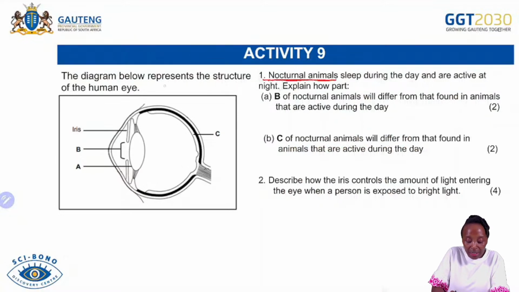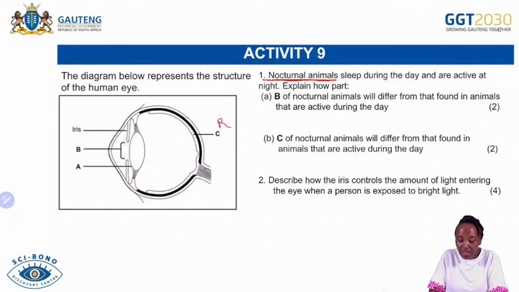So again, here, the different parts: C is pointing in the innermost layer of the eye, so C is the retina of the eye, and then A is pointing at the lens, B is pointing at the pupil, and then the iris is labeled. So here, nocturnal animals sleep during the day and are active at night.